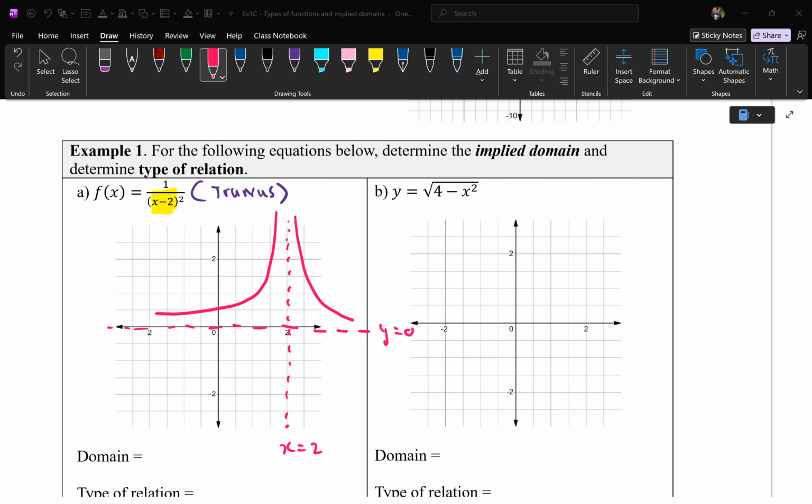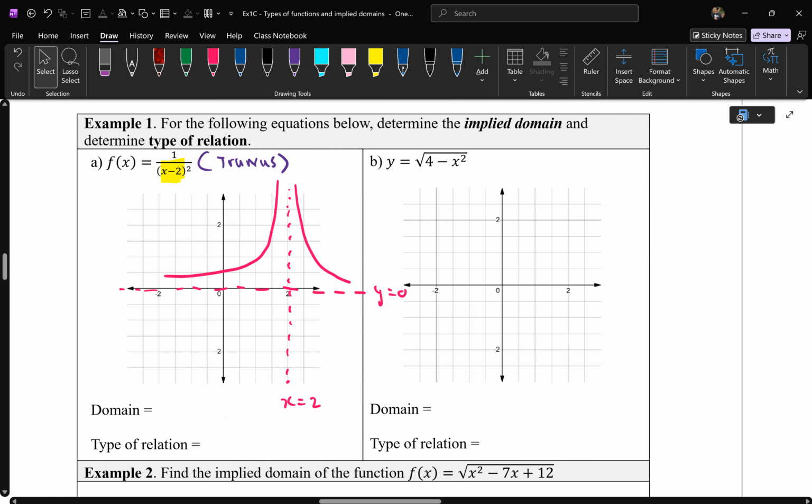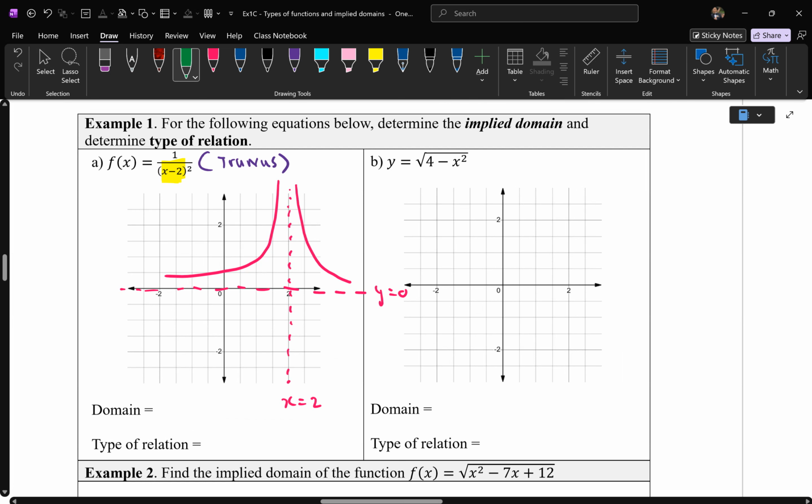All right, so I've got my graph. I can visualize it now. Now it says determine the implied domain and determine the type of relation. So let's look at the domain then. Let's go with Aryan. What is the domain of this graph that I've drawn for you?